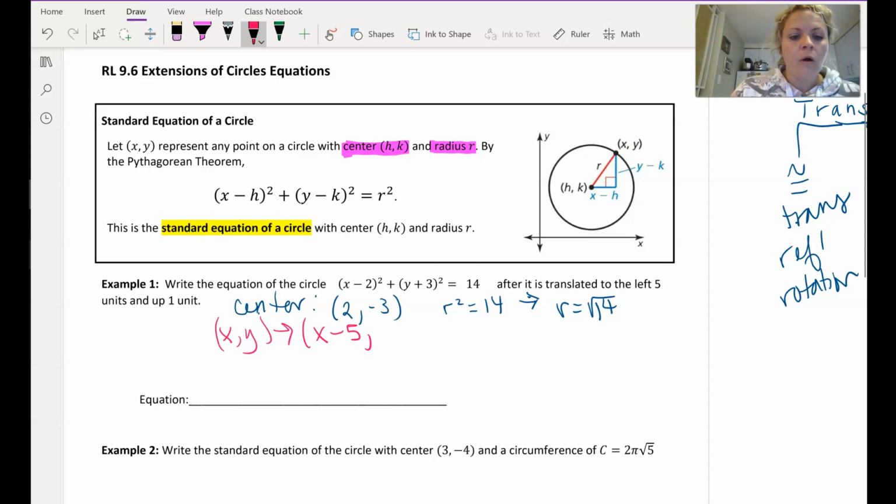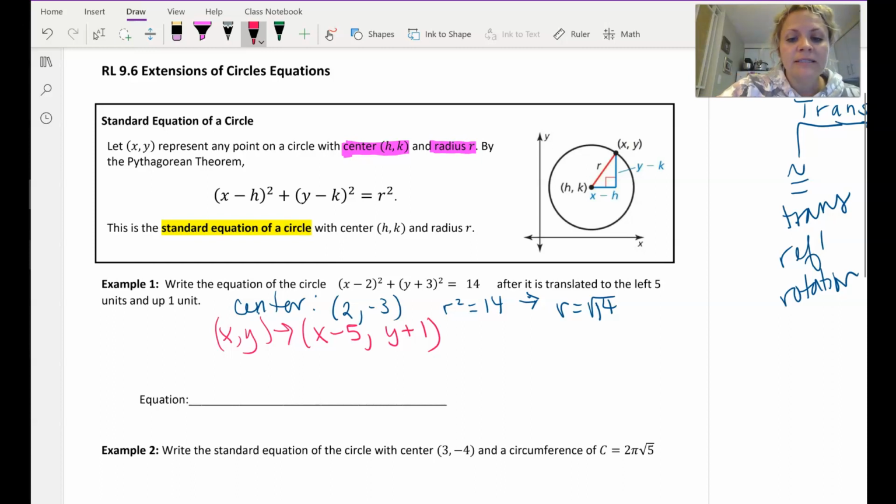And then if I want to go up 1 unit, I know I move up and down parallel to the y-axis. So I could write y plus 1. And by adding 1 to any y value of an ordered pair, it will move up. So we only need to do that to the center.